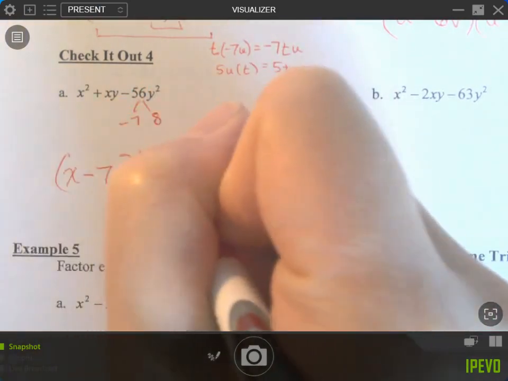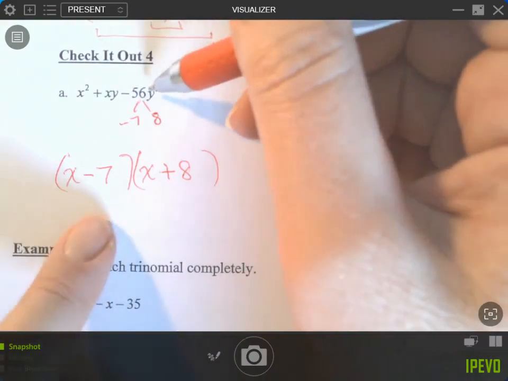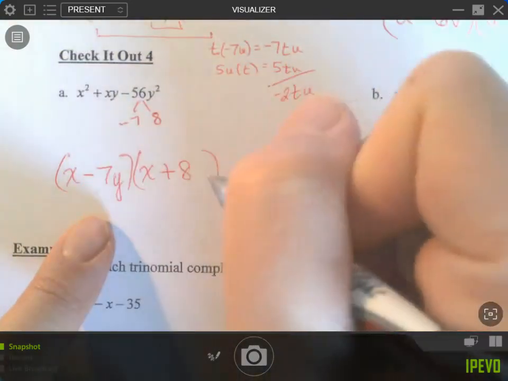Now, guys, what's missing if I do this? I got my x squared. I'm missing the y's.